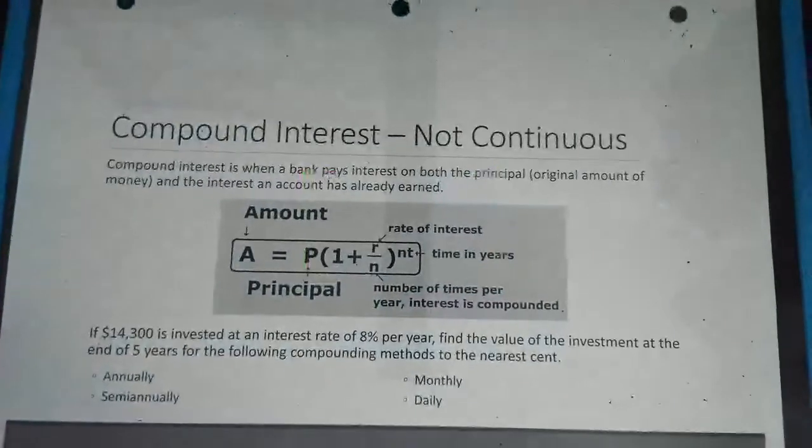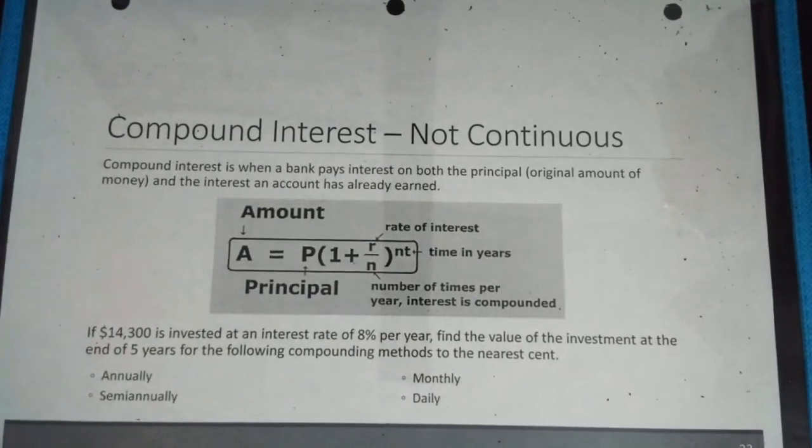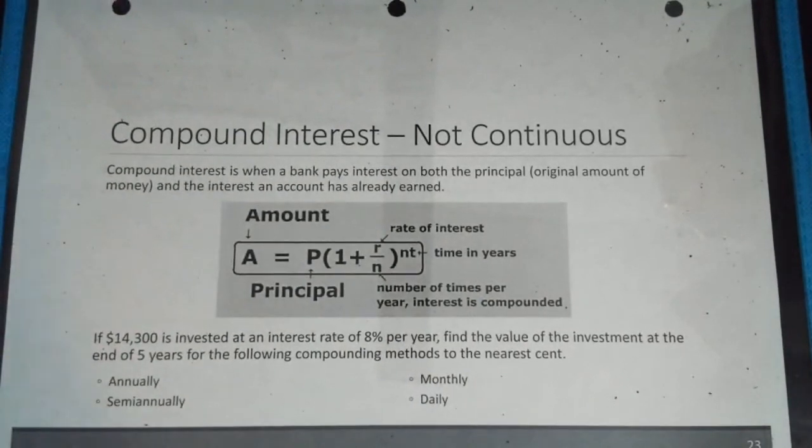When it comes to exponential functions, it is pretty much a requirement to use compound interest. Compound interest is telling you how much interest is accruing on something if it is compounding a certain number of times per year. So compound interest is when a bank pays interest on both the principal, which is the original amount you put in, and the interest that has already been earned. So if you earn interest, then you get to earn interest on the interest.